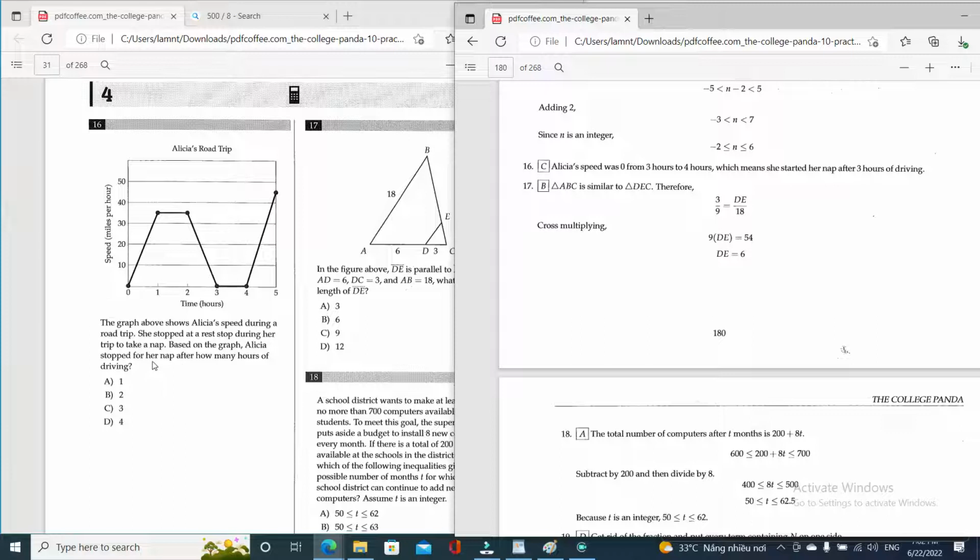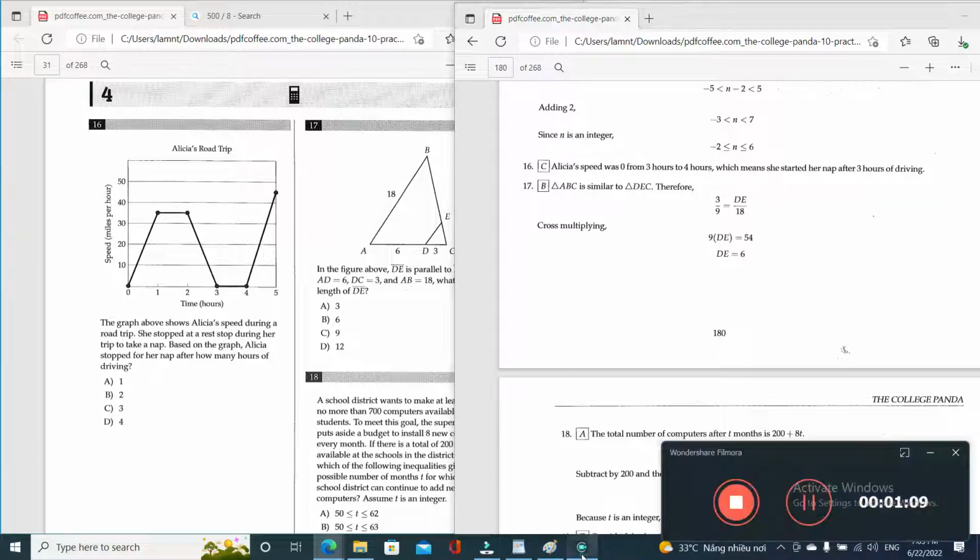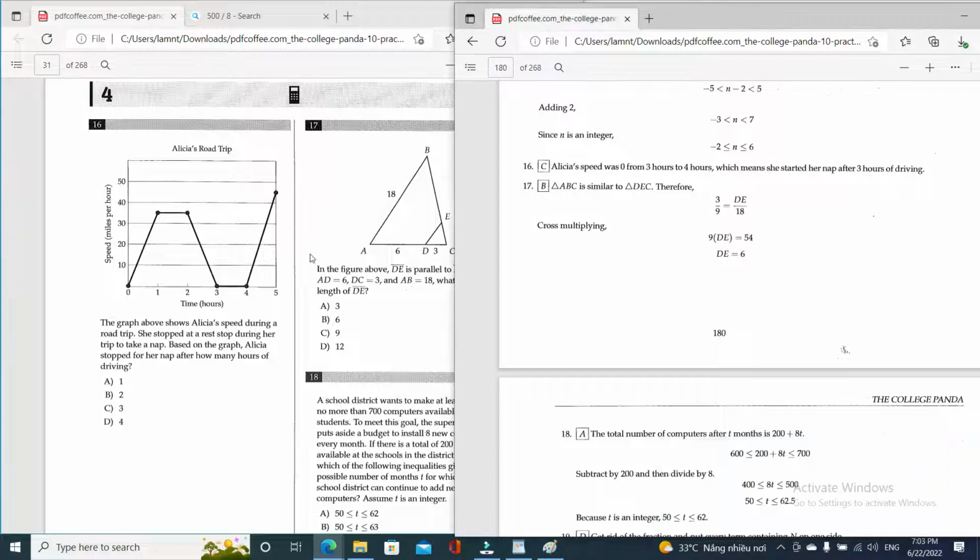So they asked how many hours driving. So it's after when she starts driving. It's from 0, and she took a nap at 3. So after 3 hours, so I was wrong on that one. I thought it was how many hours. So no, it's after driving how many hours. So after driving has to be C, right? 16 is C. After 3 hours, right? I was reading that as 1, which is wrong because I was making a mistake.